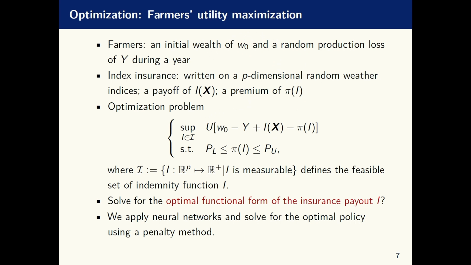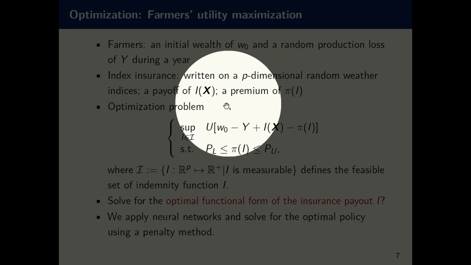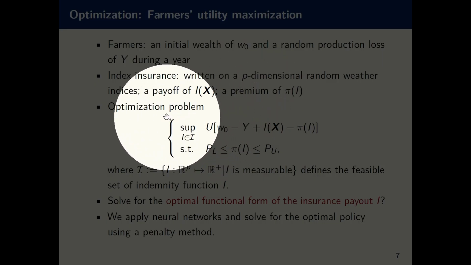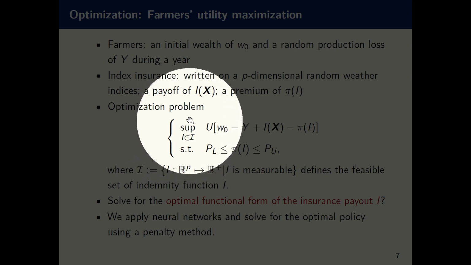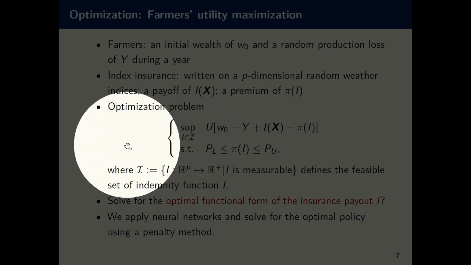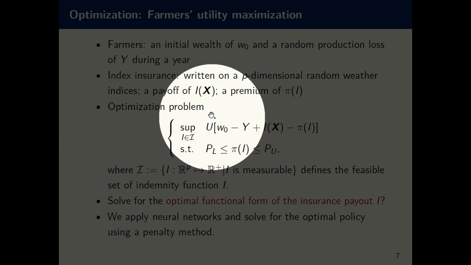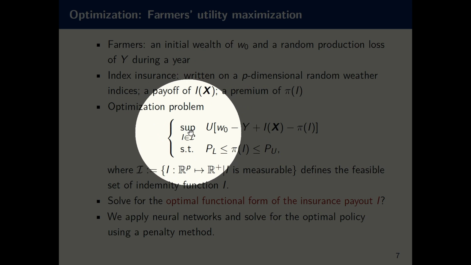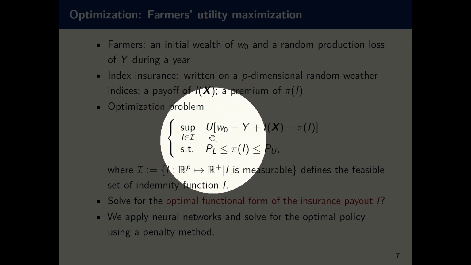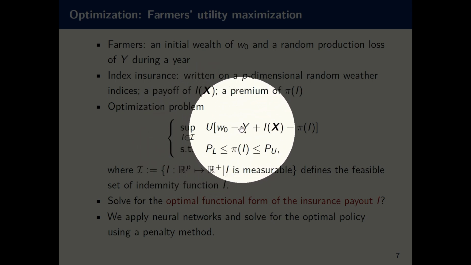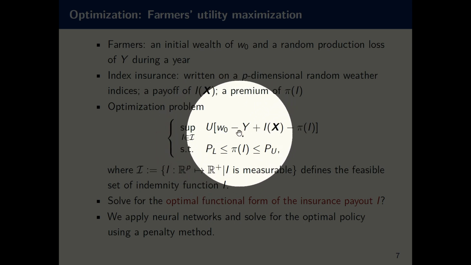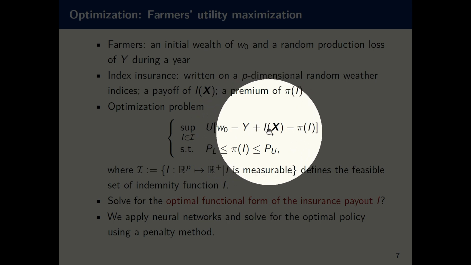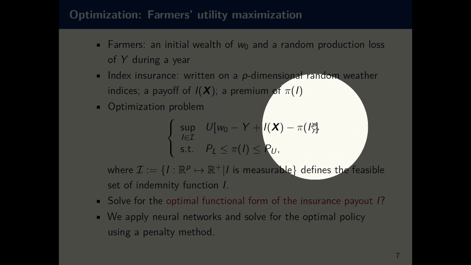So for the farmer, the optimization problem here is that we want to maximize the welfare of the farmer. And in economics, quite often we measure welfare by utility. So you can roughly interpret the U here as the utility objective value for a farmer. The utility is derived from their terminal wealth, which is the initial wealth minus the product loss Y, plus the insurance payoff, and minus the premium pi.